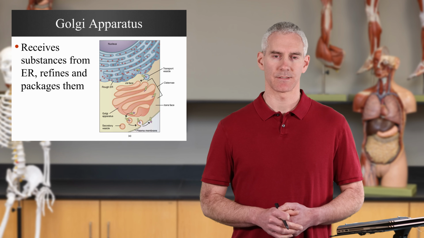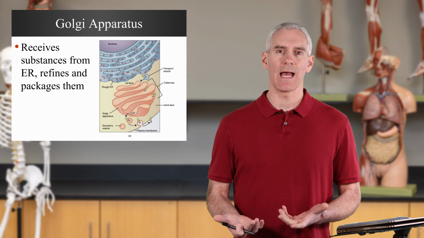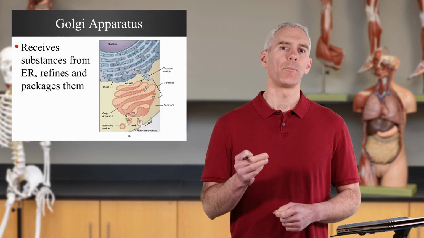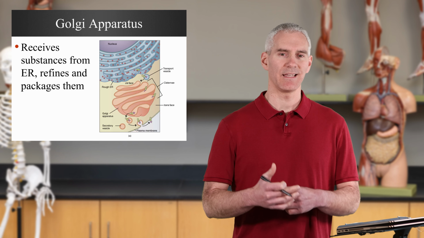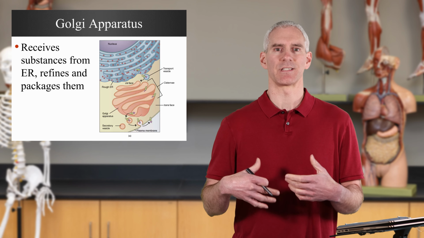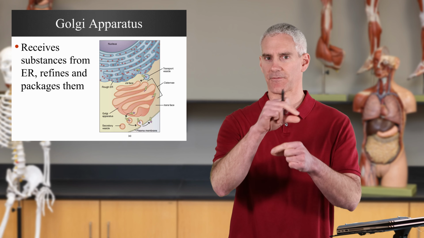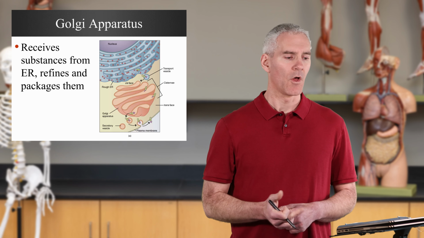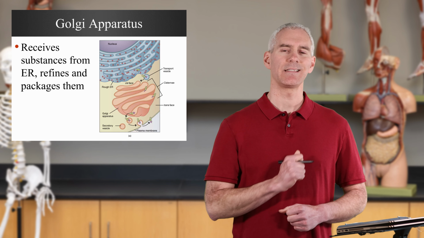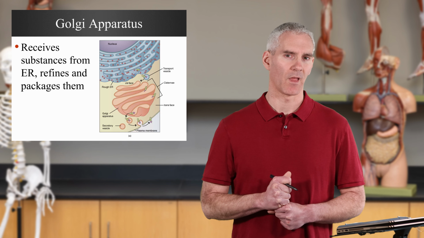Golgi apparatus. Now, the Golgi apparatus can also be known as the Golgi complex sometimes. But this Golgi apparatus is a series of flat layers together, sometimes referred to as cisternae. Cisternae is just flat membrane layers. But as you can see here, it receives substances from the ER, refines and packages them.